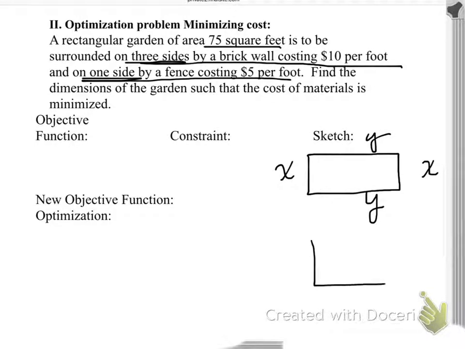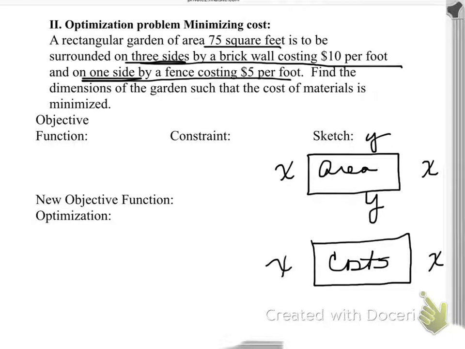Now let's do the same idea, but now I'm going to involve some costs. So this is just the area. Here I'm going to incorporate some costs. So I know my lengths and my widths are still the same. So let's think about this. It says the garden is going to be surrounded on three sides by a brick wall costing $10 per foot. So for every foot, this one will cost $10, that'll cost $10, that'll cost $10. So those are the three sides. So that'll be my brick.